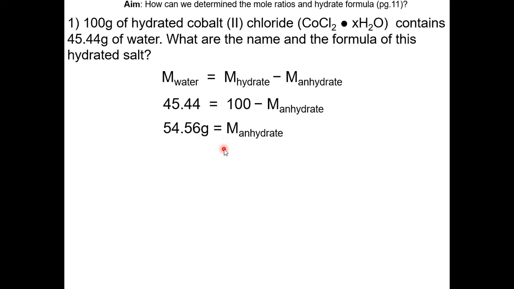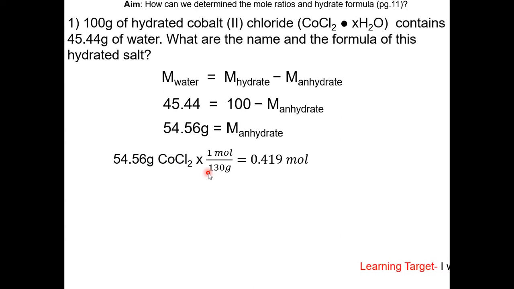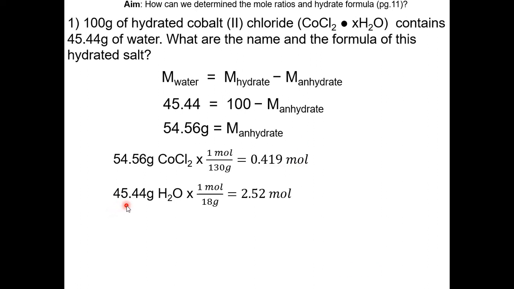The next step is to convert the mass of the anhydrate and the mass of water to moles. So 54.56 grams of cobalt(II) chloride divided by the GFM of cobalt(II) chloride is 0.419 moles. The mass of water is 45.44 grams. We divide it by the GFM of water, which is 18, and we get 2.52 moles. This is the ratio between the ionic compound and water. To get the whole number mole ratio, we divide both numbers by the moles of the ionic compound.